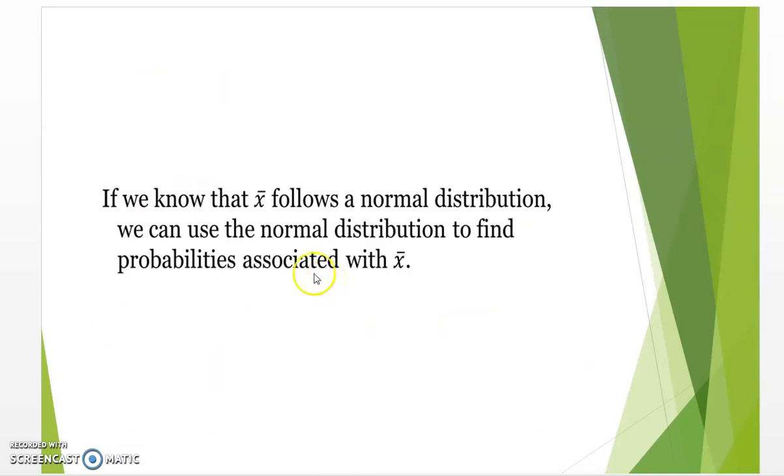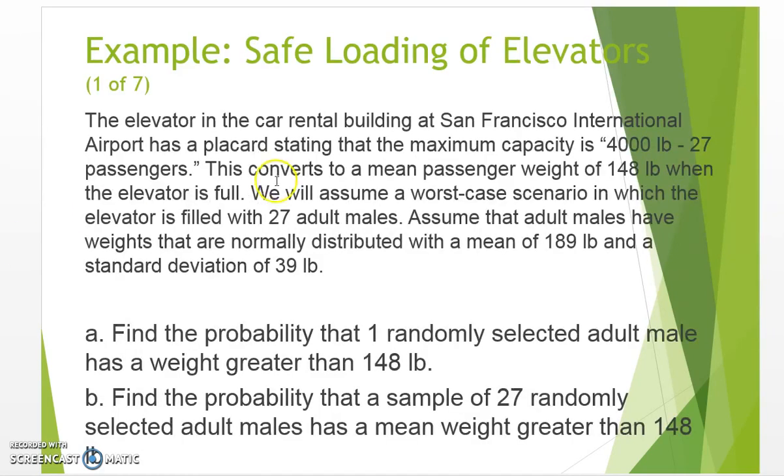Okay, so in general, if we know that x bar, the sample mean, our random variable, follows a normal distribution, then we can use the normal distribution to find the probability associated with this x bar, as we have learned before. Let us begin with the first example, which is about safe loading of elevators. The problem is a bit long. I'll give you 1 minute to read this description and talk about the two problems here.